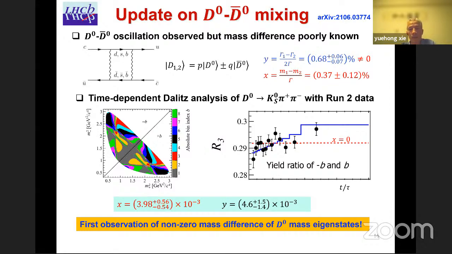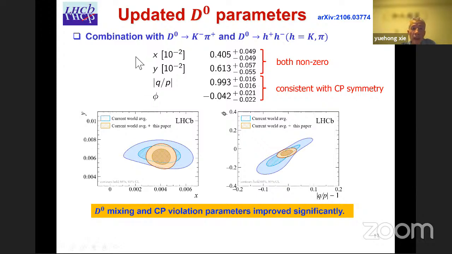Combining this analysis result with the results of D0 to K pi and D0 to KK pi pi, we update the mixing parameters x, y and the CP violation parameters q over p or phi. The impact of this result is illustrated in these two plots. The blue ones are the constraints from previous analysis, and the orange one includes this new result. So you can see the big improvement.